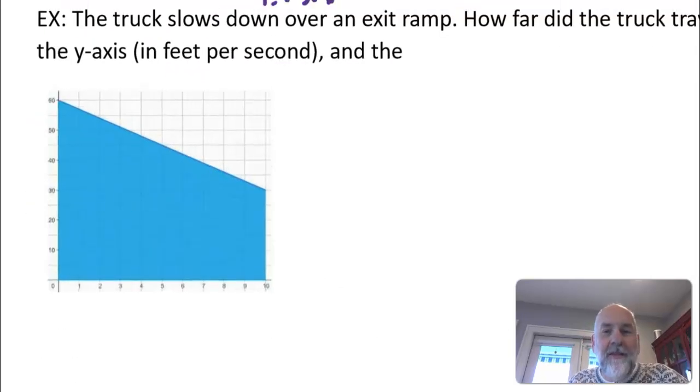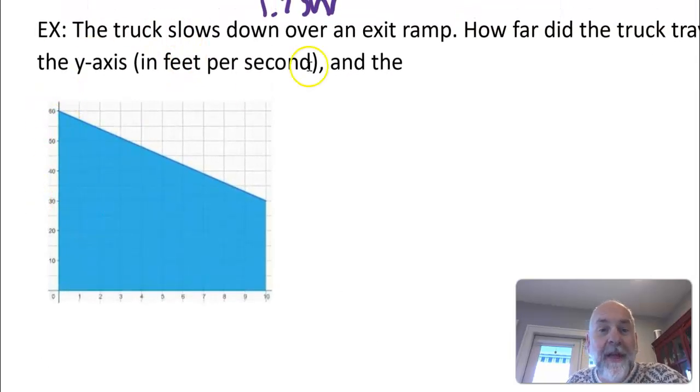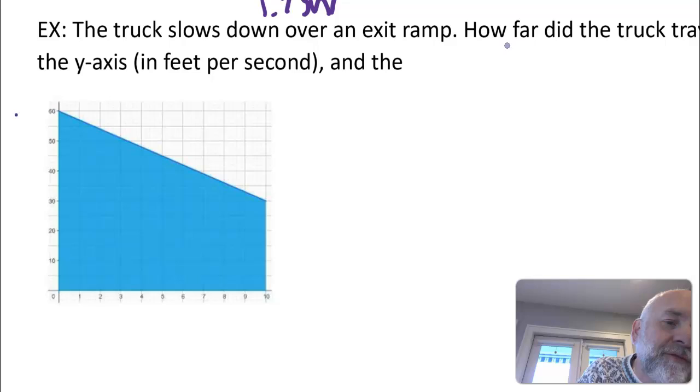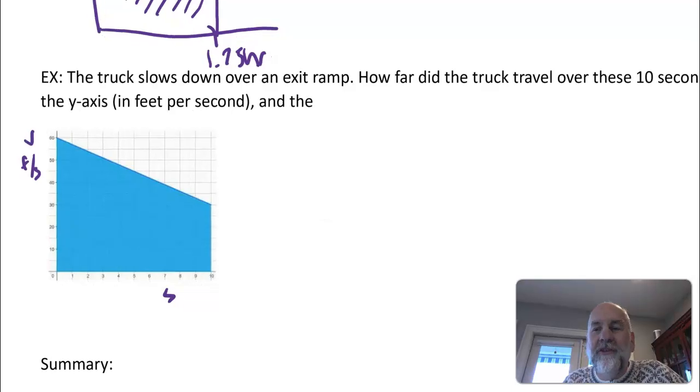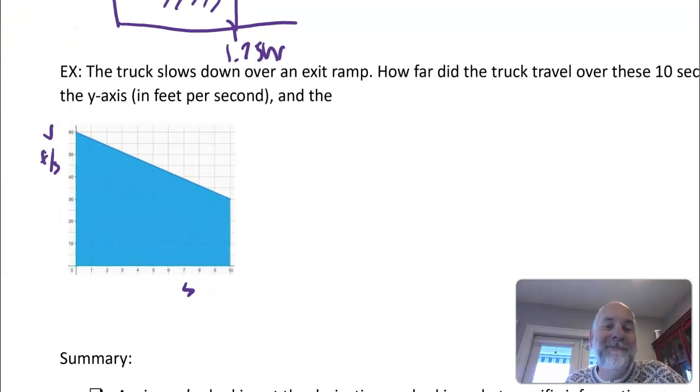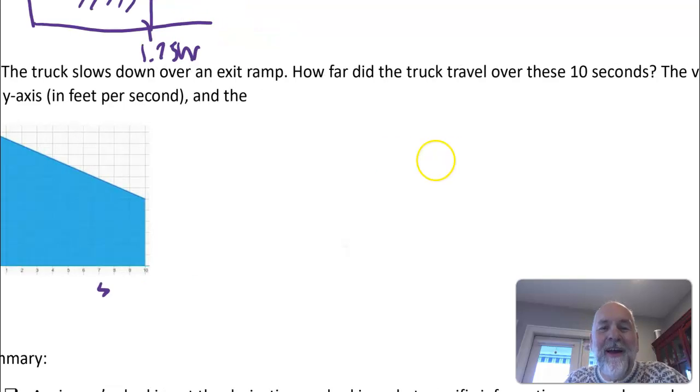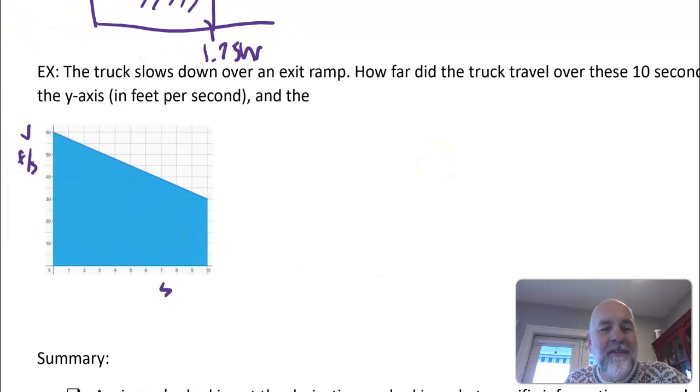So in this case, this instead is feet per second, and a truck is slowing down over an exit ramp. And so this is velocity in feet per second, and this stands for seconds. And the question is, the velocity is the y-axis, and the time is on the x-axis, and that's seconds. And the question is, how far did the truck travel? Well, that's going to be the area under this curve. It's still the area. It's just that the top of it, it's not a rectangle. The top of it is this thing.